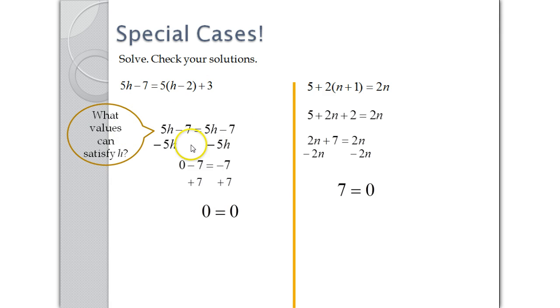So anytime you are solving and you notice that the left-hand side is exactly the same as the right-hand side, that's going to produce an answer of all real numbers. What that means is you can plug in any number in the world for h, and it's going to work. So every number satisfies that equation. That's a special case.